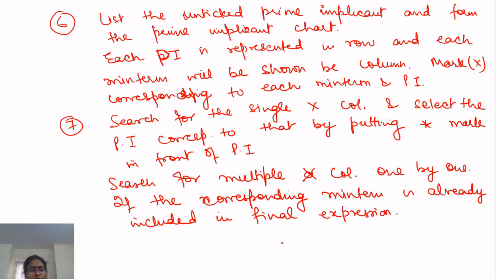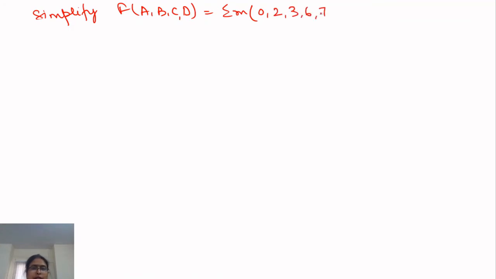So let us move directly to the example. Let us see. Simplify f of a, b, c, d, summation m, this is for SOP, 0, 2, 3, 6, 7, 8, 10, 12, 13. 4 variables are there, and we are solving it with the QM method.